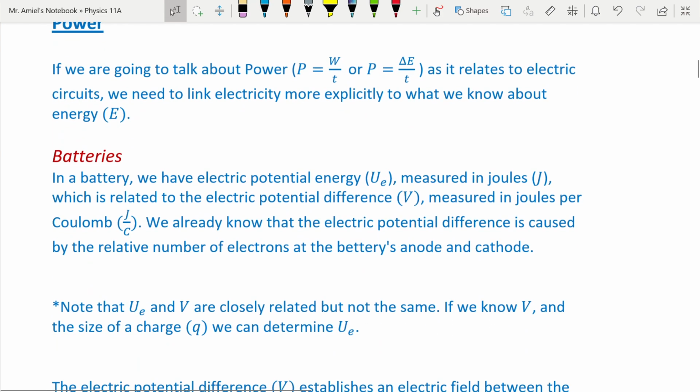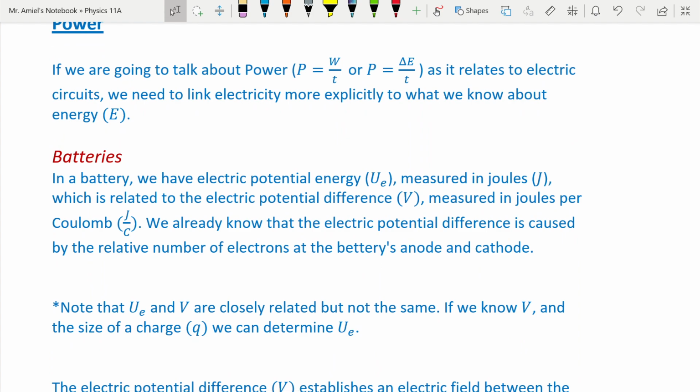So if we're going to talk about power, which we know already is the work done per unit time or the change in energy per unit time as it relates to electric circuits, we're going to need to link electricity more explicitly to what we know about energy. And so to do this, we're going to start off by talking about batteries again. So we're going to go back and have a look at batteries and again figure out what is happening in an electric circuit with respect to energy.